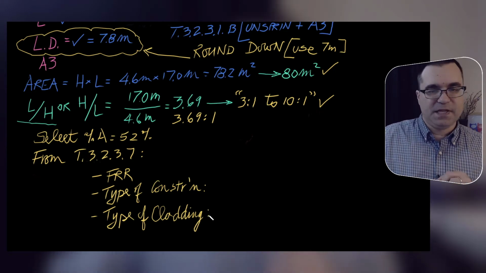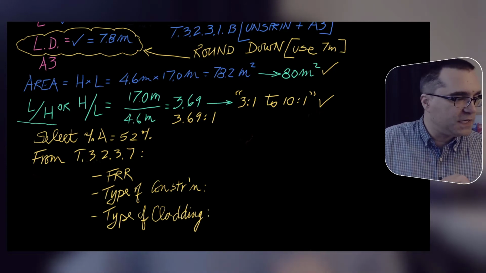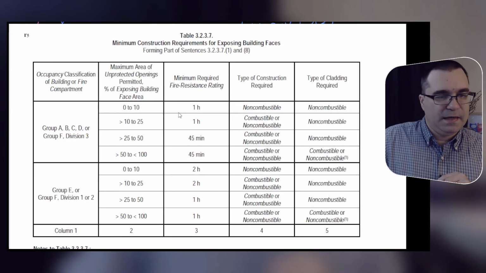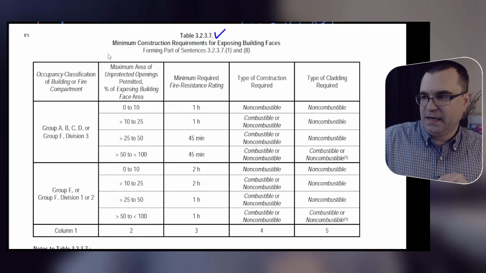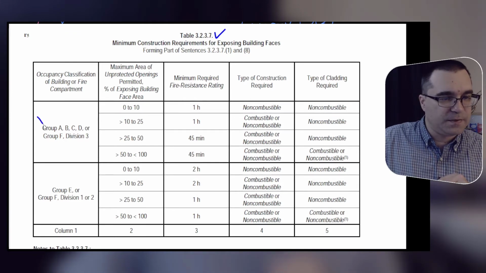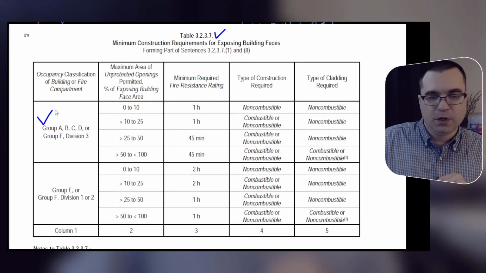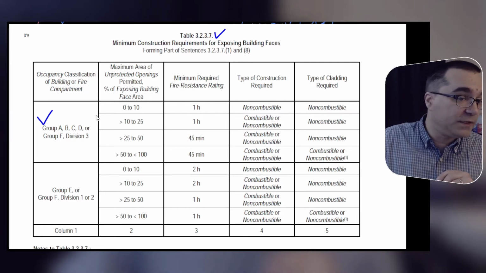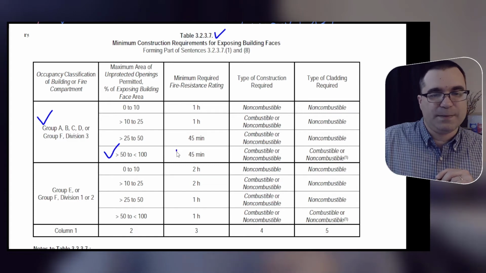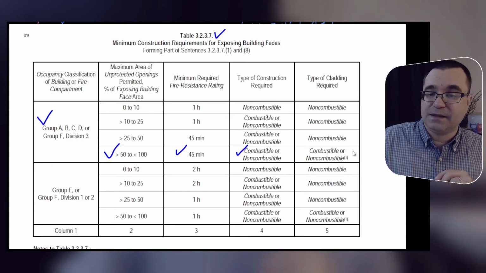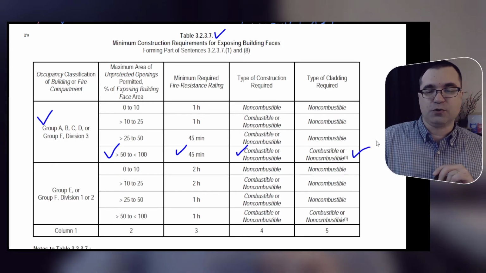Let me bring up table 3.2.3.7. And in our case, here is the table. And we know that our building is an A2 occupancy, so we're going to be using this major row. We found that the percentage of unprotected openings is 52%. So we're here. So that means that the fire resistance rating is 45. Type of construction is combustible or non-combustible. And the type of cladding is combustible or non-combustible.